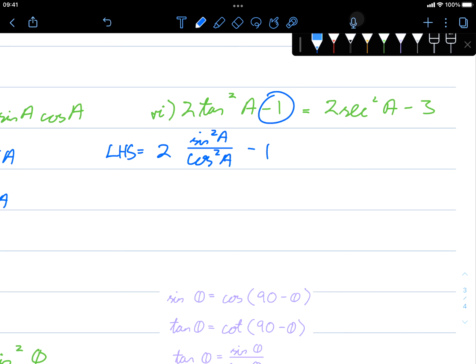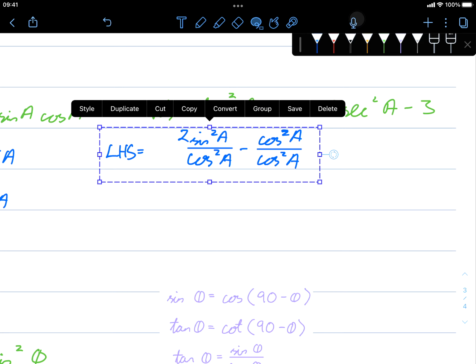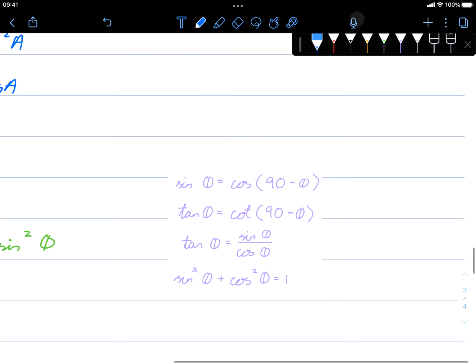Now since that's -1, you might make it cos squared A over cos squared A, and then combine these two. Actually, I could have made it like so, and then combine these two denominators and then work from there. But just to change it up for you, we're going to work from this one here.